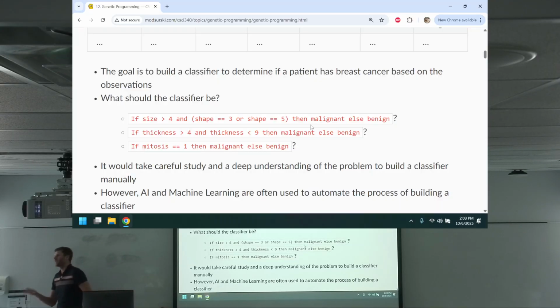The goal is to build a classifier to determine if a patient has breast cancer based on the observation. So what should it be? If size is greater than 4 and shape is 3 or shape is 5, then it's malignant. Otherwise, it's benign. Or if the thickness is greater than 4 and thickness is less than 9 and malignant, then malignant, else benign. Like, we could play this game forever, but who wants to go and sit down and look at thousands of rows of data and do that?